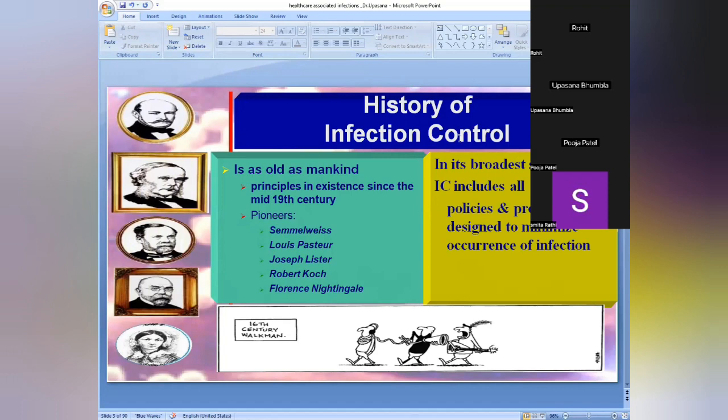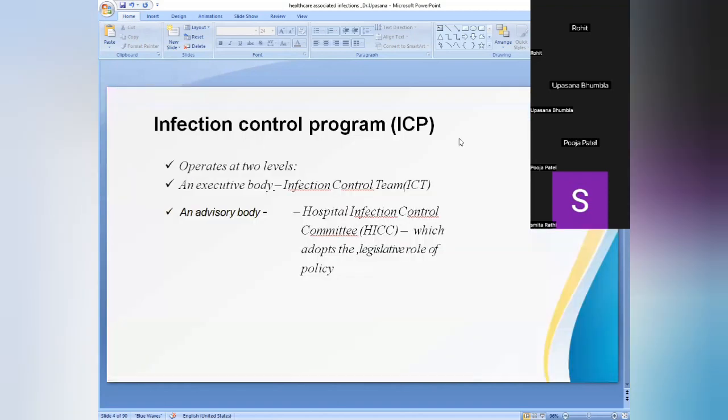In its broadest sense, infection control includes all the policies and procedures which are designed to minimize the occurrence of infection in a given setup. The infection control program operates at two levels. One is the executive body and the other one is the advisory body. First and foremost, the advisory body is the Hospital Infection Control Committee, which adopts the legislative roles and policies.